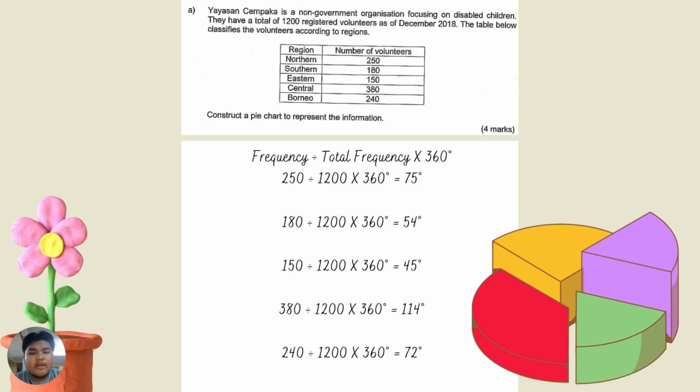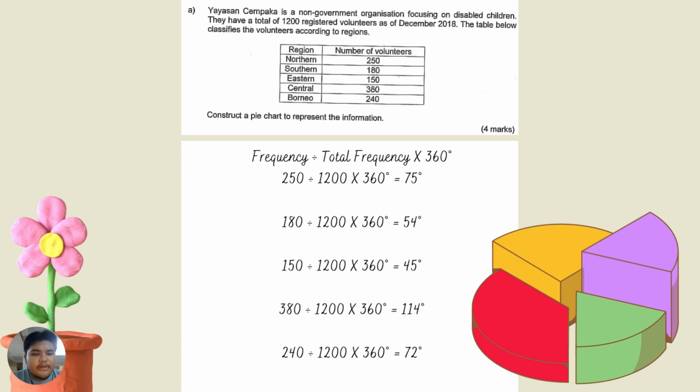So from the table, we can extract certain information to make our pie chart. For the frequency, we will just take the number of volunteers for each region, and the total frequency has already been given in the question itself: a total of 1,200 registered volunteers. Then we just plug in the numbers. For the northern region, 250 divided by 1,200 times 360 degree, we will get 75 degree.